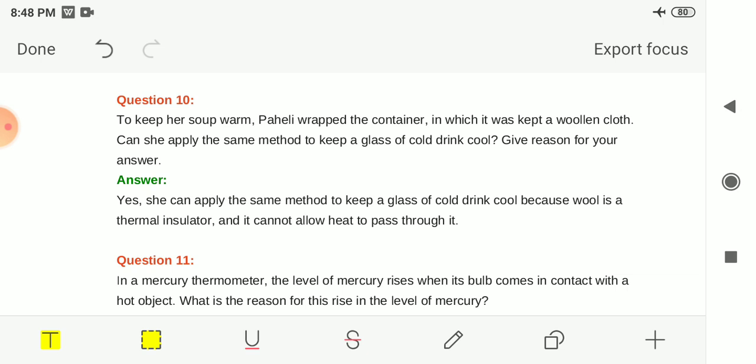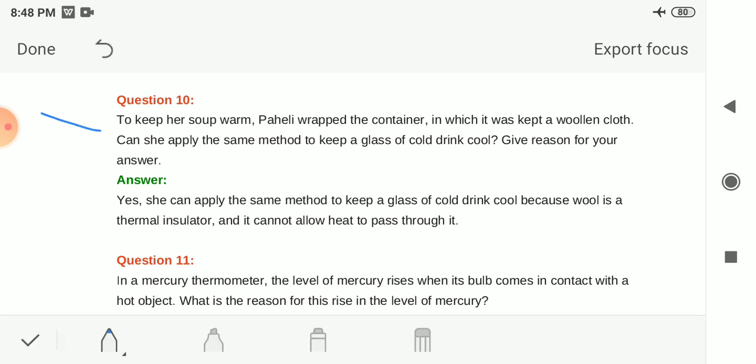Next, number 10. To keep her soup warm, Paheli wrapped the container in which it was kept in a woolen cloth. Can she apply the same method to keep a glass of cold drink cool? And give the reason for the answer. So now, to keep the soup warm, Paheli wrapped the container of the soup with the woolen cloth. So she used this method to keep her soup warm. Now, can she apply the same method to keep the cold drink cool? That we have to answer.